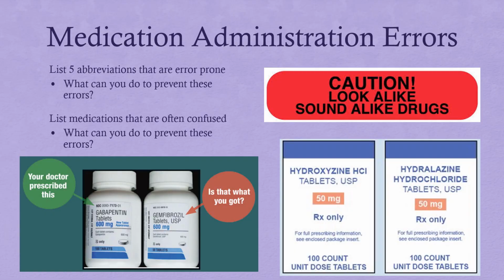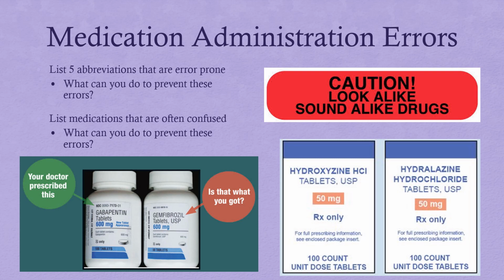Other medication errors can come with look-alike and sound-alike medications. So you can see in the green box there, gabapentin and gemfibrozil, they look alike, right? But gabapentin is an anticonvulsant. The other one is a cholesterol med. So imagine getting those wrong, right? If we have a patient with seizures and we give the cholesterol med, it's not going to help them with their seizures.